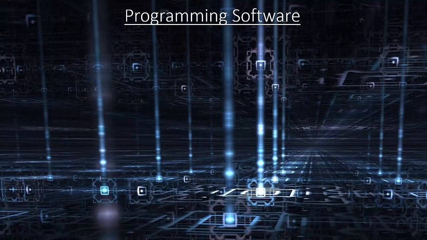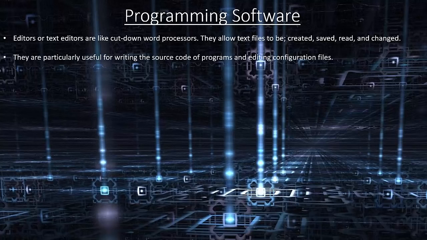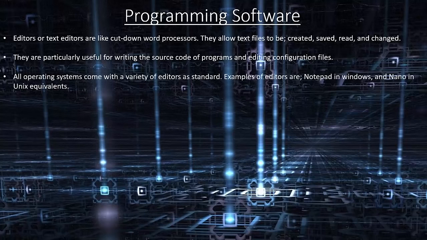Programming software. Editors or text editors are like cut-down word processors. They allow text files to be created, saved, read, and changed. They are particularly used for writing the source code of programs and editing configuration files. All operating systems come with a variety of editors as standard. Examples of editors are Notepad in Windows and Nano in Unix equivalents.